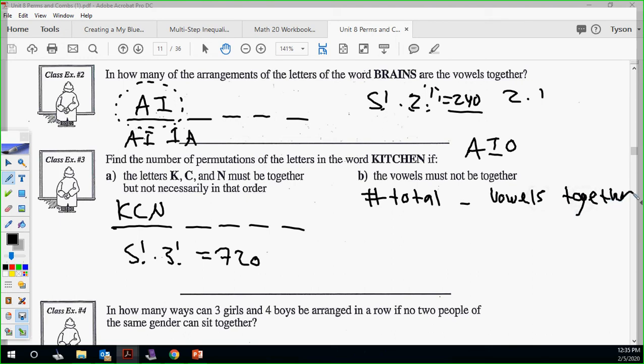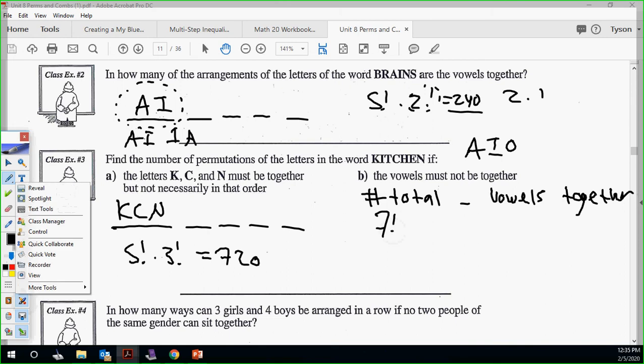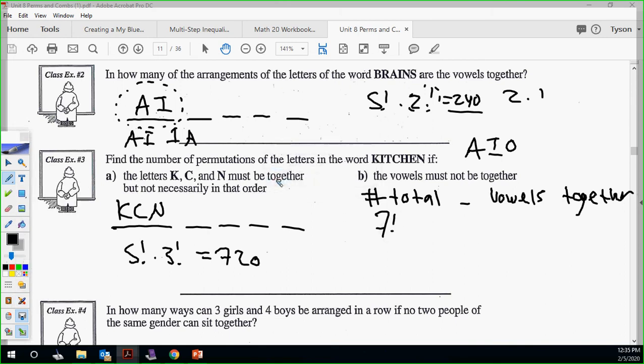Okay, so do the total ways to shuffle the word kitchen minus the vowels together. That will get you when the vowels are apart, right? Because they're together or they're apart. So the total ways is 7 factorial. The total ways you can move kitchen around is 7 factorial because there's 7 letters. That's with no restrictions, just simply how many ways can I order kitchen.